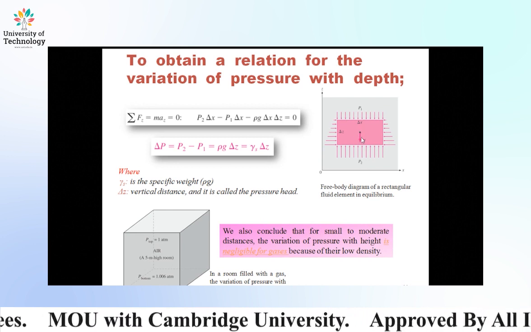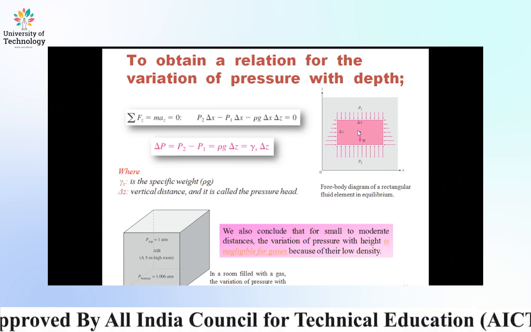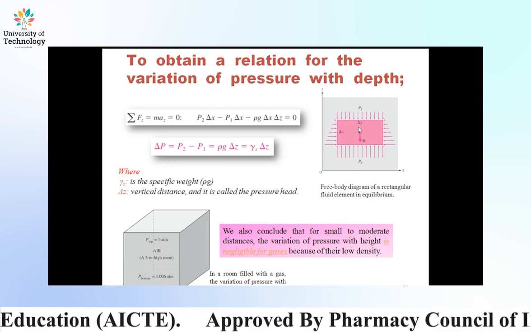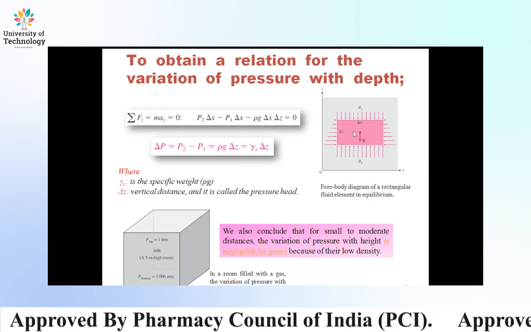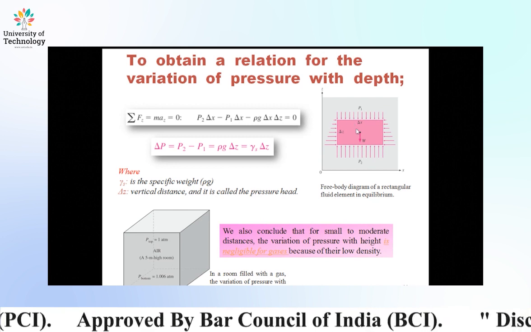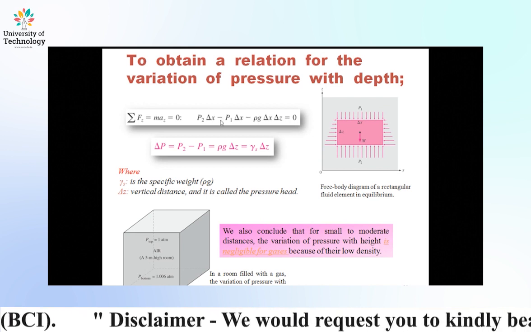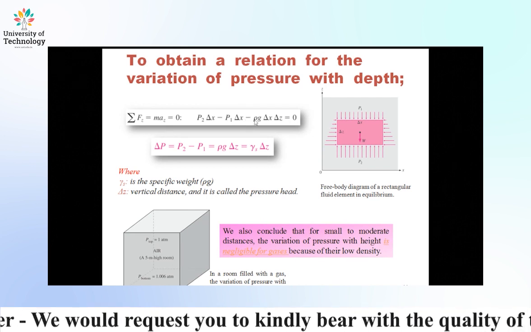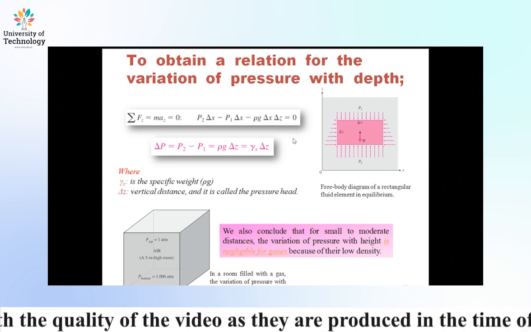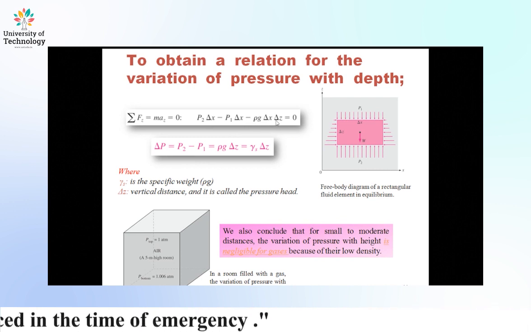What is m? Density into volume. What is volume? Delta x delta z multiplied with width, which is equal to 1. The volume is delta x into delta z. So the final equation is P2 delta x minus P1 delta x minus rho g delta x delta z equals 0. Delta x is common, so (P2 minus P1 minus rho g delta z) multiplied by delta x equals 0. Delta x does not equal 0. Therefore, P2 minus P1 minus rho g delta z is equal to 0. We finally get P2 minus P1 is equal to rho g delta z.